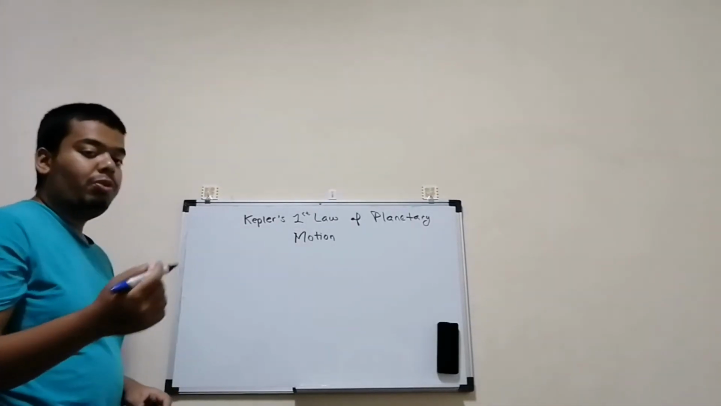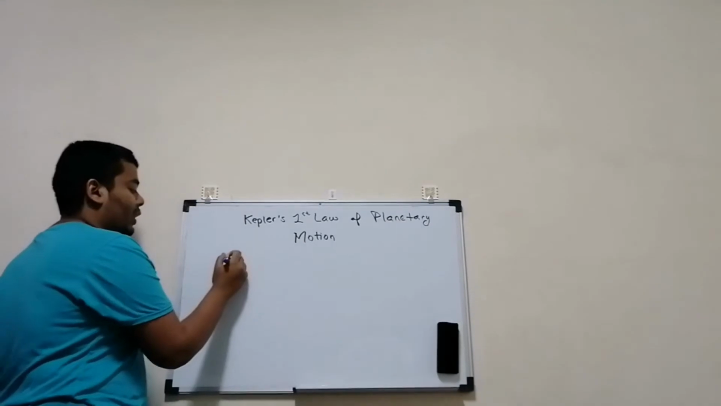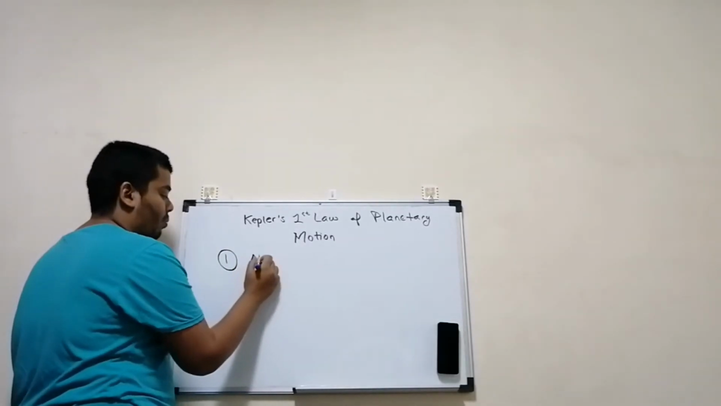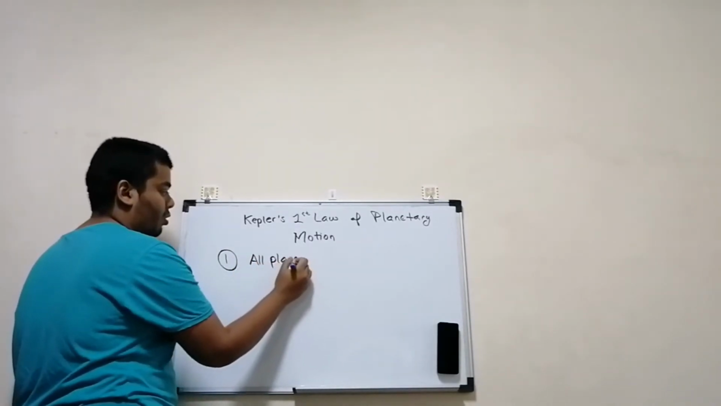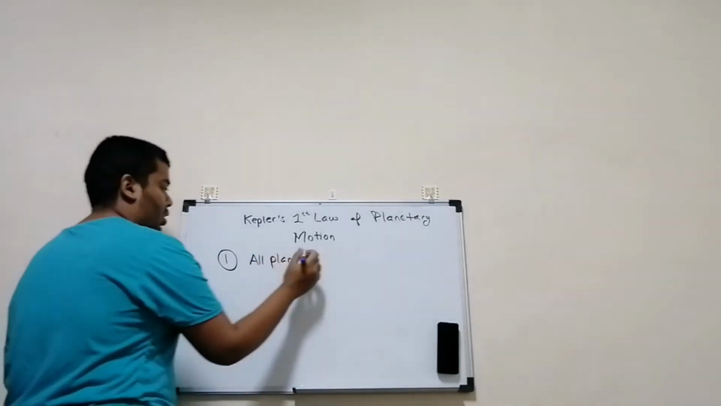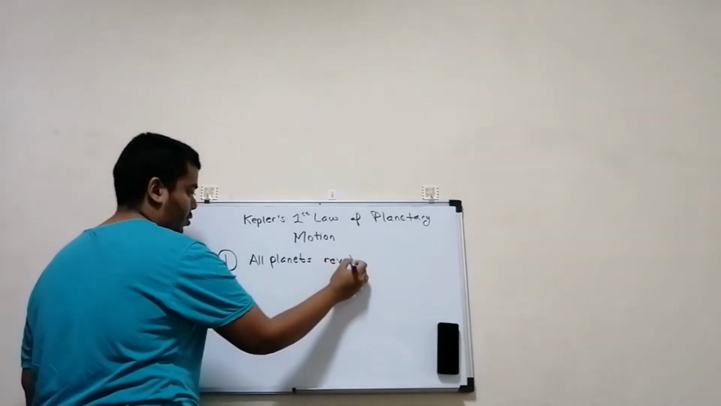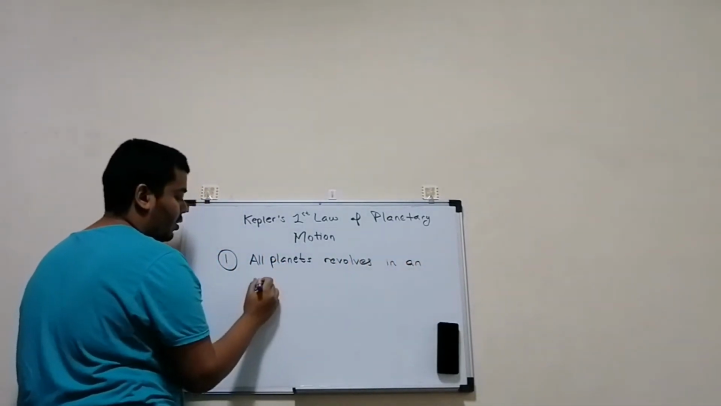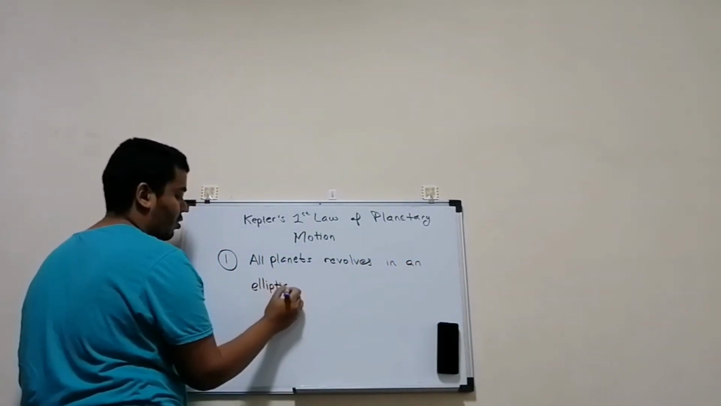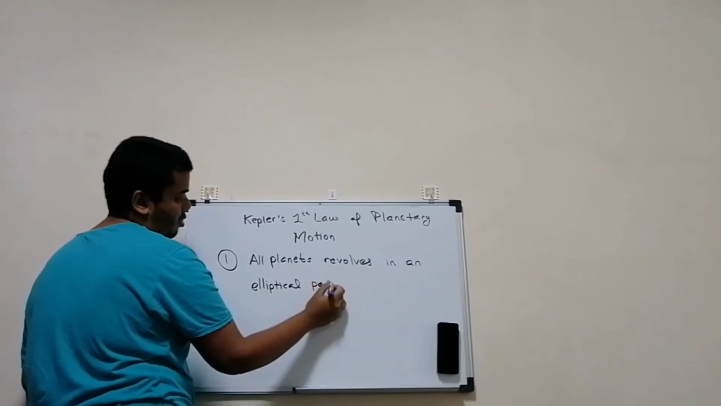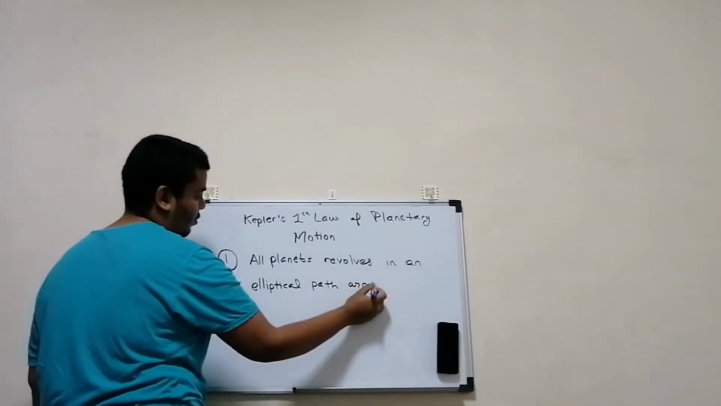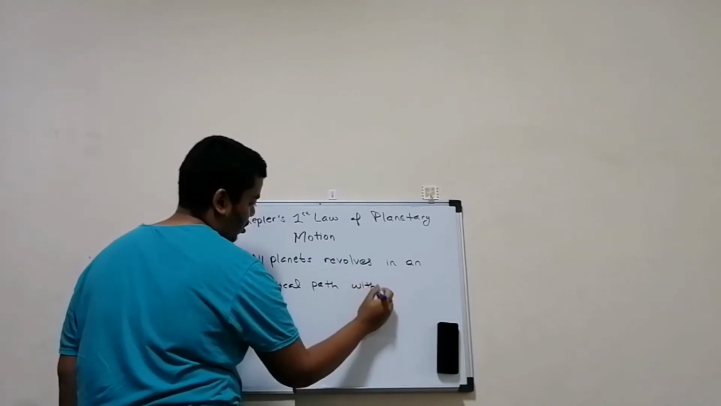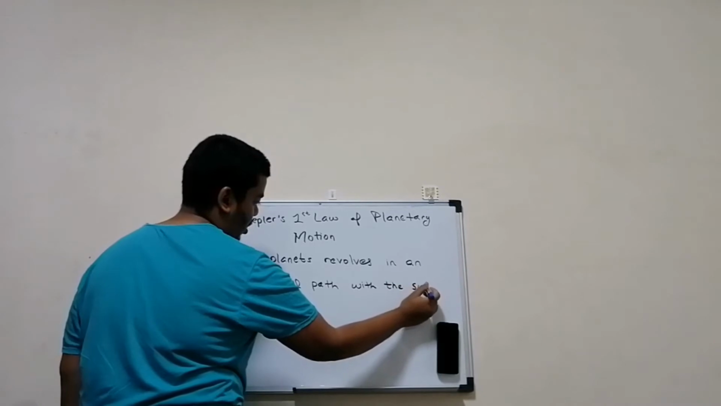So, first of all, before writing those assumptions, what does Kepler's first law say? Kepler's first law says that all planets revolve in an elliptical path around the sun, or I would say with the sun, in the focus.